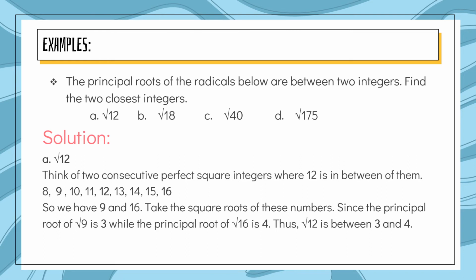So think of two consecutive perfect square integers where 12 is in between them. 8, 9, 10, 11, 12, 13, 14, 15, 16. So, we have 9 and 16. Take the square root of these numbers. Since the principal root of square root of 9 is 3, while the principal root of square root of 16 is 4, thus square root of 12 is between 3 and 4.